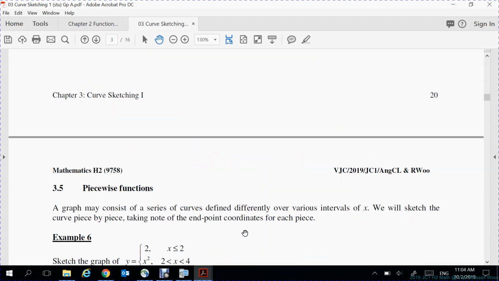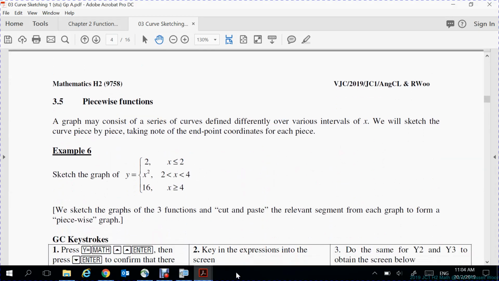Okay, this is revision. Let's go to piecewise function. But before that, let me stop this recording and we start on.